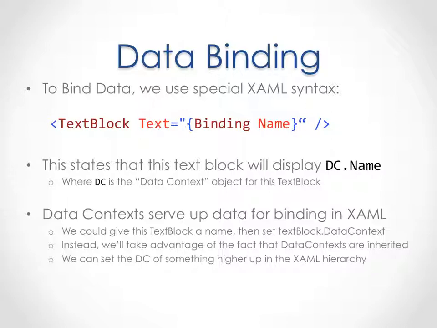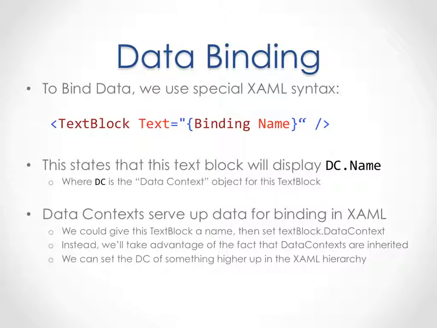So to do data binding, we use a special XAML syntax that is this little binding thing inside of curly braces. And what this means is that this text block will display the value of dc.name, where dc is what I'm using to mean the data context for this text block. Now what that means is I am eventually going to take, in code, an object and assign it as the data context for some XAML element. In this case, I'm going to assign it to the parent of this text block.